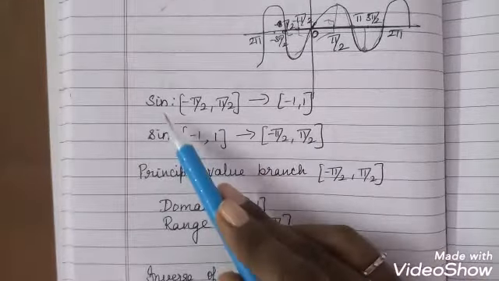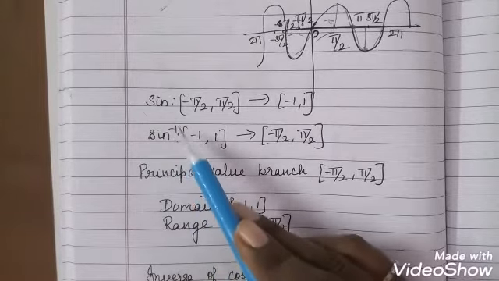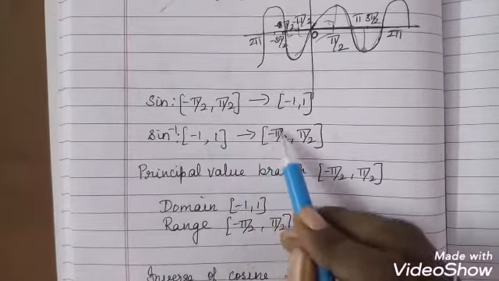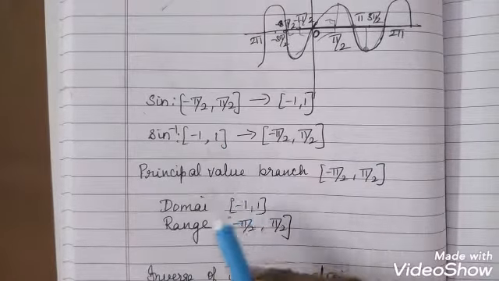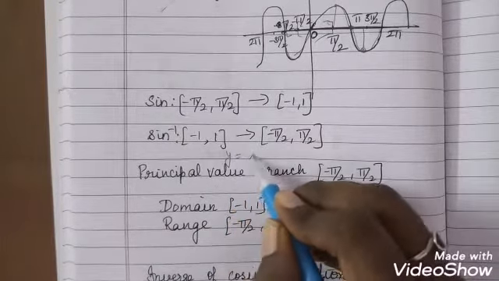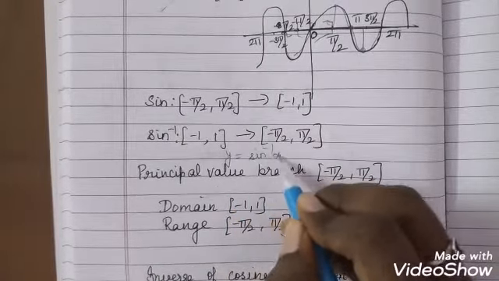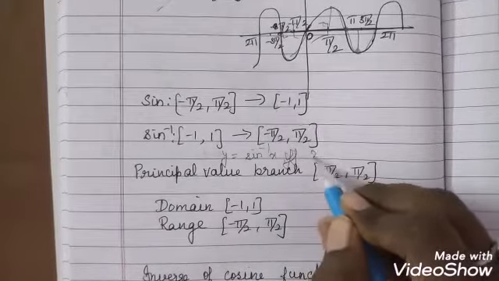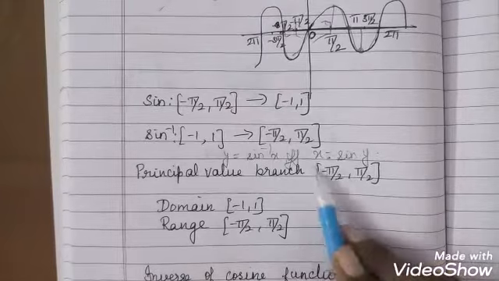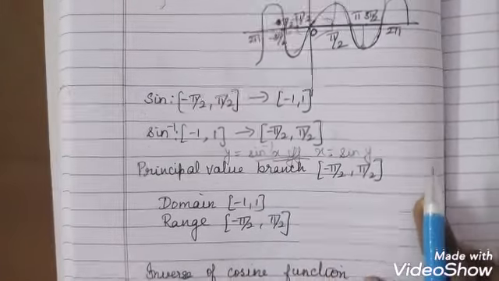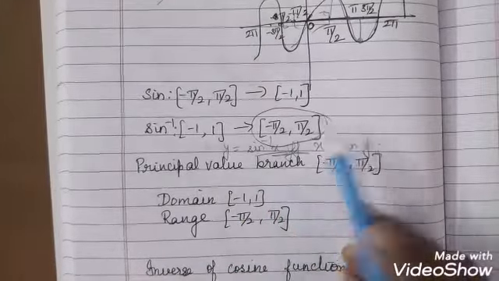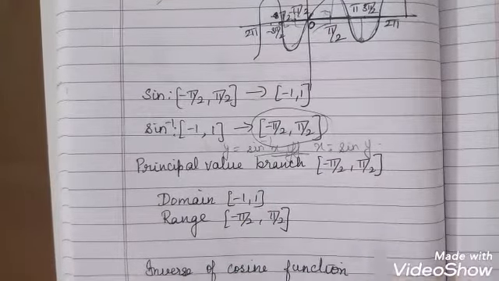So if you have the inverse of this, what is the sine inverse of this? Sine inverse maps minus 1 comma 1 to minus pi by 2 comma pi by 2. So if I get y is equal to sine inverse of x, then you can write, if and only if, your x is equal to sine y. So this is nothing but the inverse function. The principal value branch is nothing but the closed interval minus pi by 2 comma pi by 2.